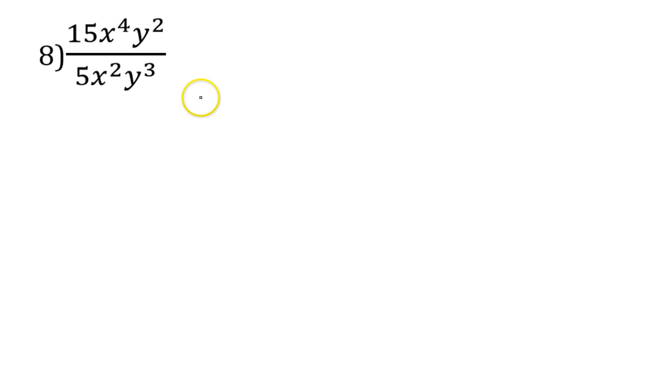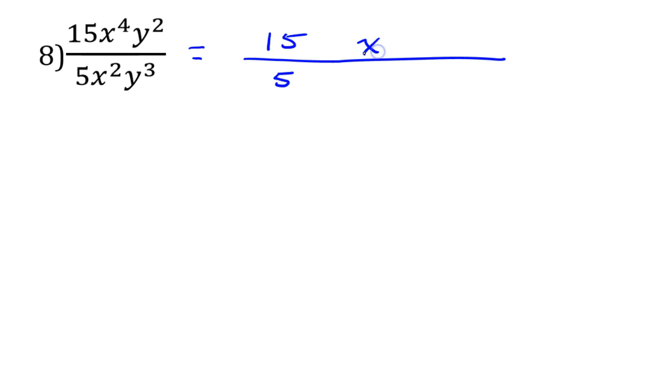Alright, so this will be the last problem on this video. Number 8, we've got some variables to deal with, but basically I would treat this as 3 separate little problems. We've got 15 over 5 to deal with. We've got x to the 4th power over x squared. And we've got y squared over y to the 3rd power. So far all I've done is recopied it with the different parts spread out.